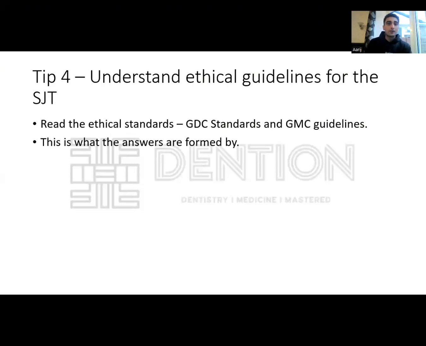The fourth tip I've got for you is to work on your SJT and, more importantly, understand the ethical guidelines behind it. You may be thinking, where can I get these ethical guidelines?